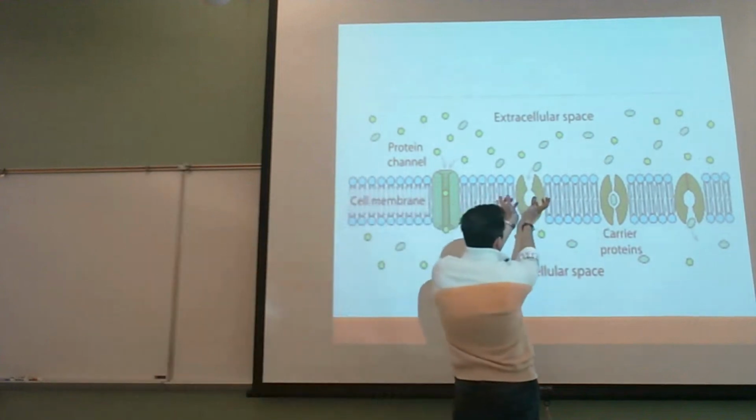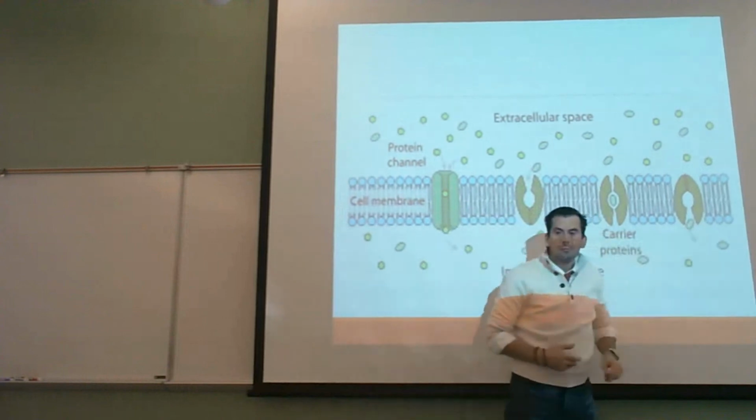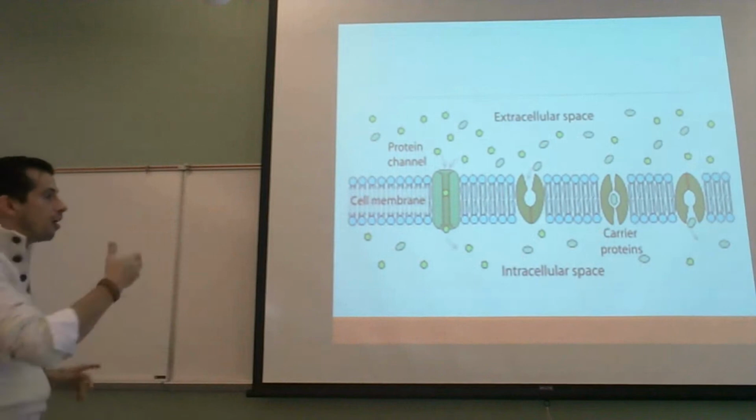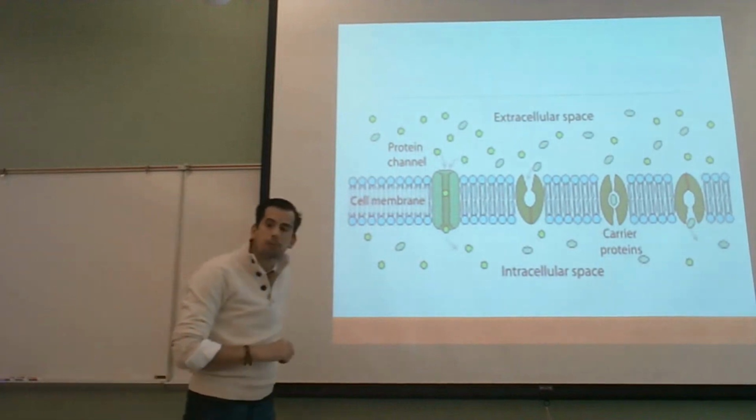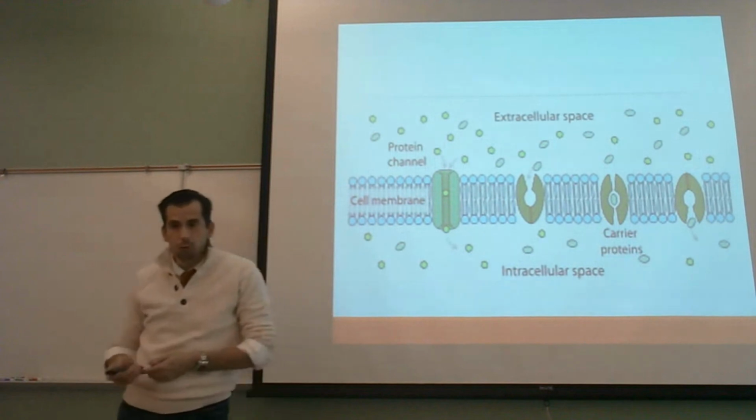Sometimes you'll see them structured like these Pac-Man looking shapes. Something comes in, binds, and then it opens up to the other side of the membrane. Some of those can be very specific for one particular type of solute. Other times they can be very general, letting anything pass through.